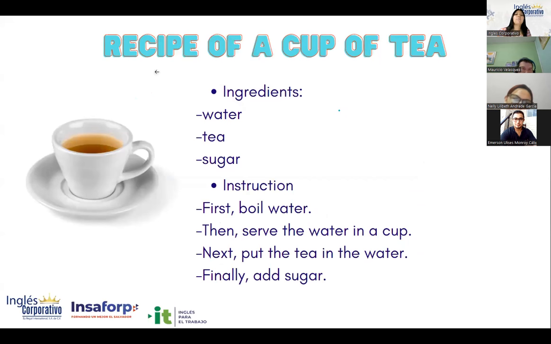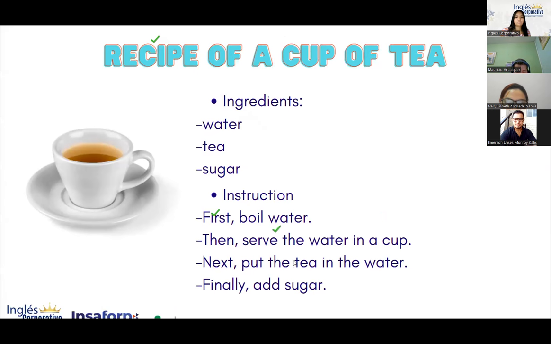Emerson, help us reading this recipe. Recipe of the cup of tea. Ingredients: water, tea, sugar. Instruction: first boil water, then sieve the water in a cup. Next, put the tea in the water. Finally, add sugar. Okay, thank you. Now repeat after me, Emerson, and say recipe. Recipe. Yes. Now, this one is first. First. And this one, serve. Serve. Perfect.